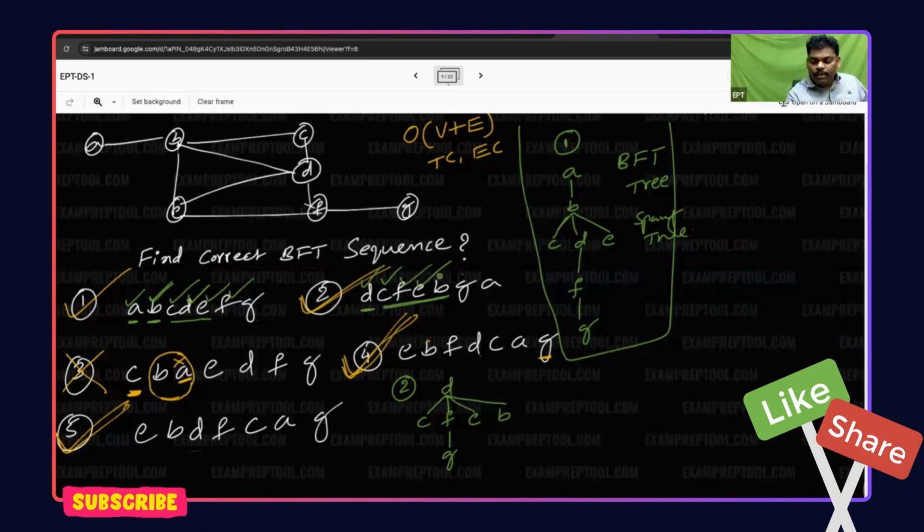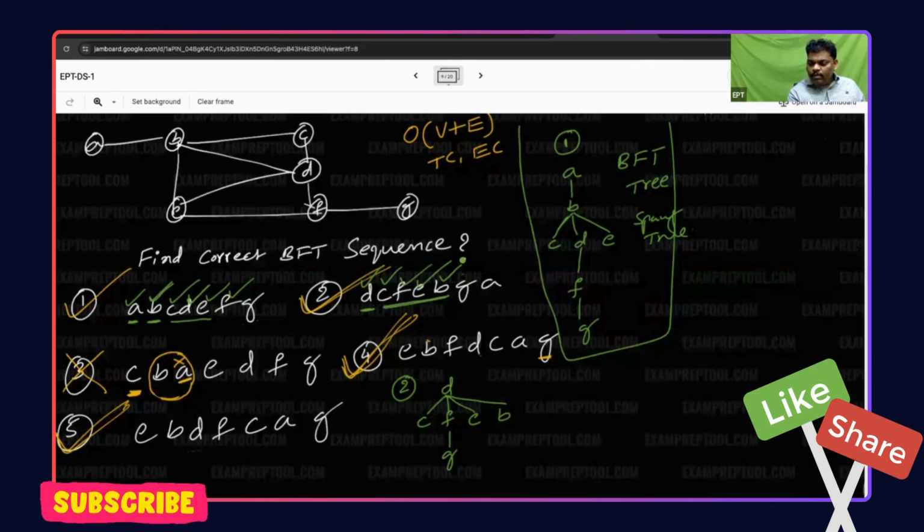Let's go to B. Who is B's adjacent? Can you see? B adjacent is, I think, how many people? 1, 2, 3, 4. Four people. Who are those? C already over, D already over, E already over. Already over.